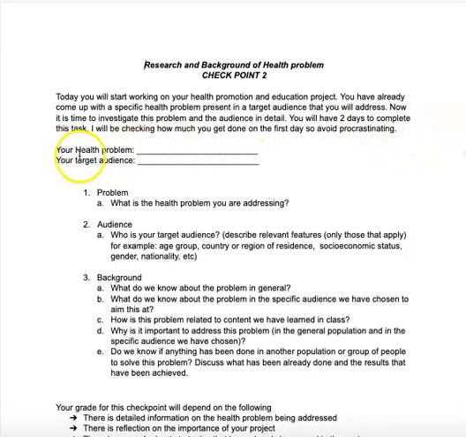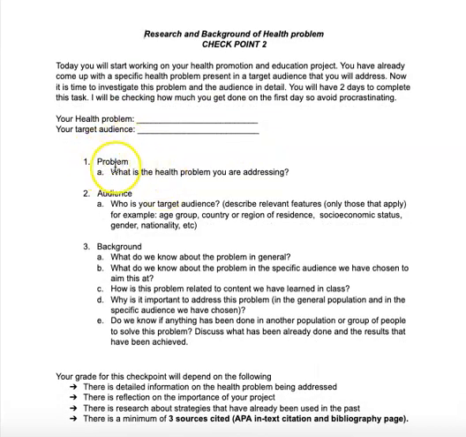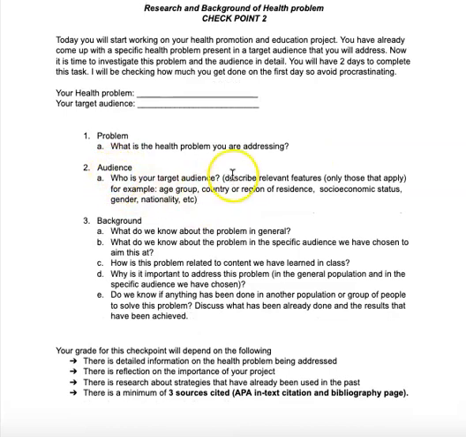So please make sure to write down your health problem and your target audience here so that I can remember what you're working on. Now you're going to be writing about your problem. What is the health problem you're addressing? So you're going to give me a summary of the health problem you're addressing. Then audience, who is your target audience?